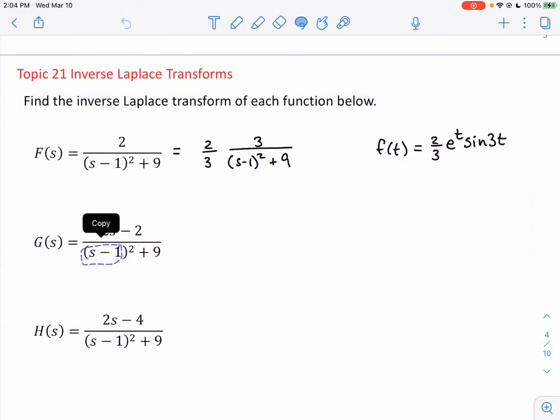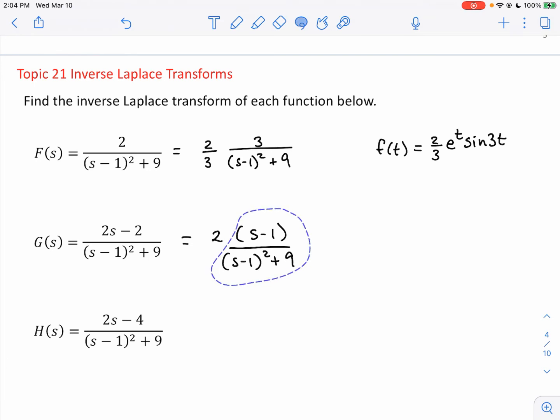So I see an s minus 1 down there, so I need up here to be an s minus 1. And if I factor a 2 out, that should accomplish that. So that was fortuitous. And now I can see that we have the Laplace transform of e to the at cosine bt, where a is 1 and b is 3. So now I can do an inverse Laplace.